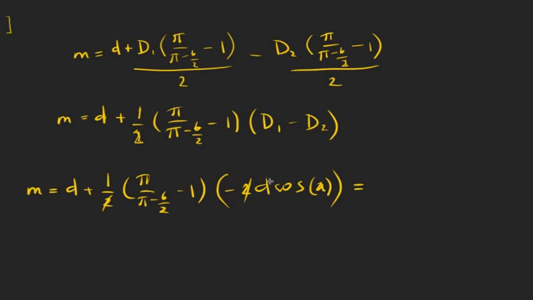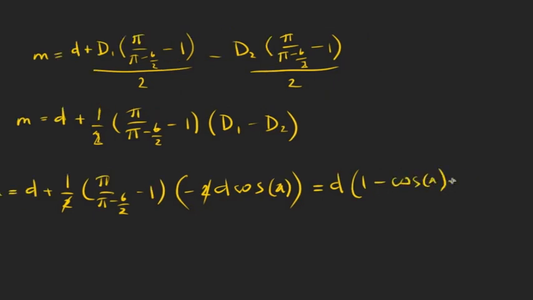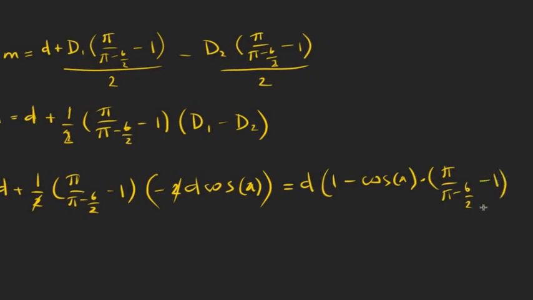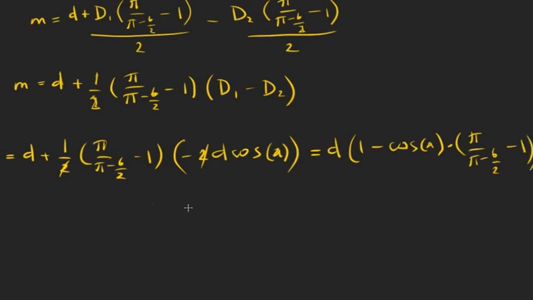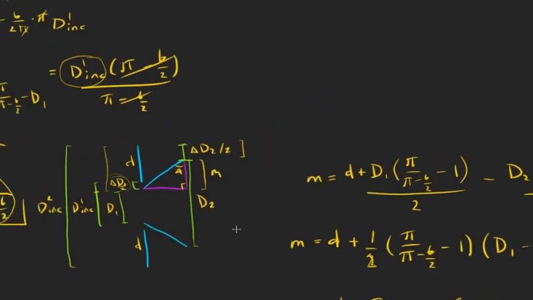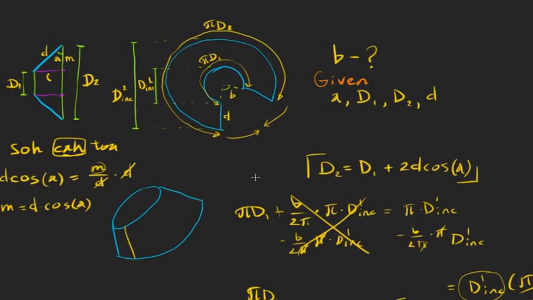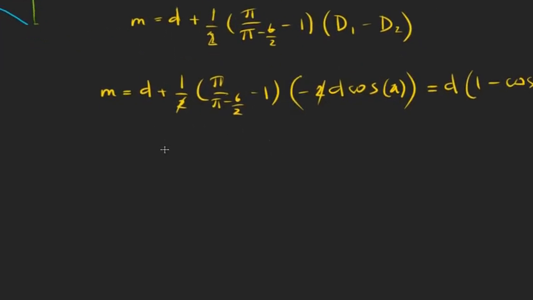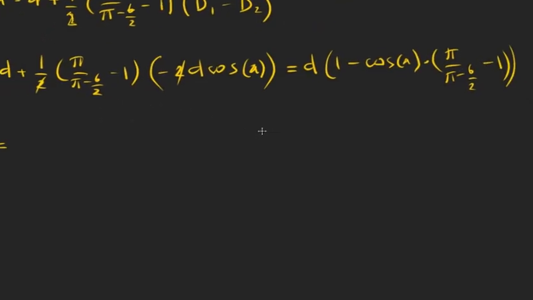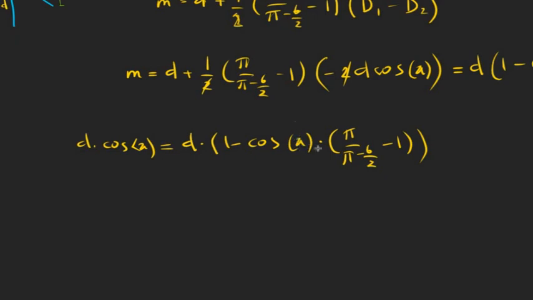And we can factor out D now. D1 minus cosine of A times pi over pi minus b over 2 minus 1. Now wait a minute. You might say, you know this M already. We figured it out. M is equal to D times cosine of A. So we get something like a relationship between angle A and angle B.